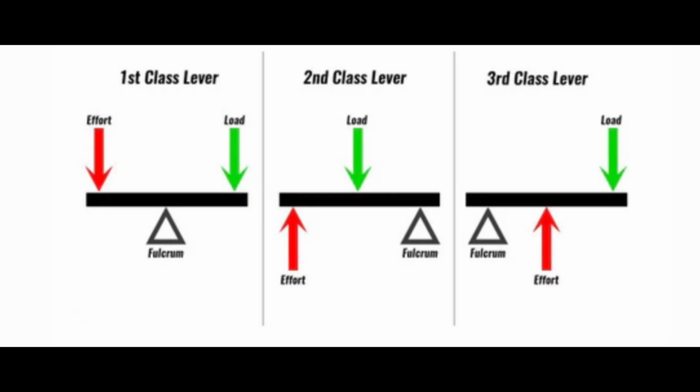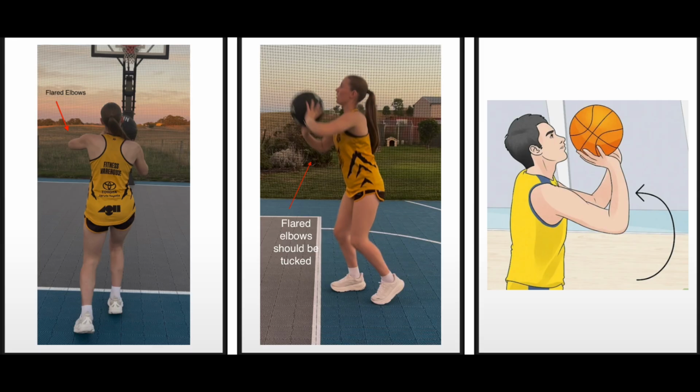In terms of levers, my shooting arm functions as a third-class lever. However, its effectiveness is reduced due to poor arm alignment during the shot. As my arm is not aligned towards the target, the force produced is not applied in a straight line, resulting in reduced control over the direction of the ball.